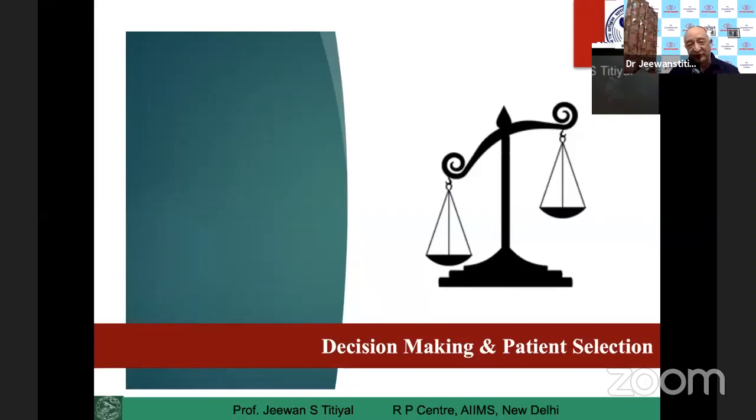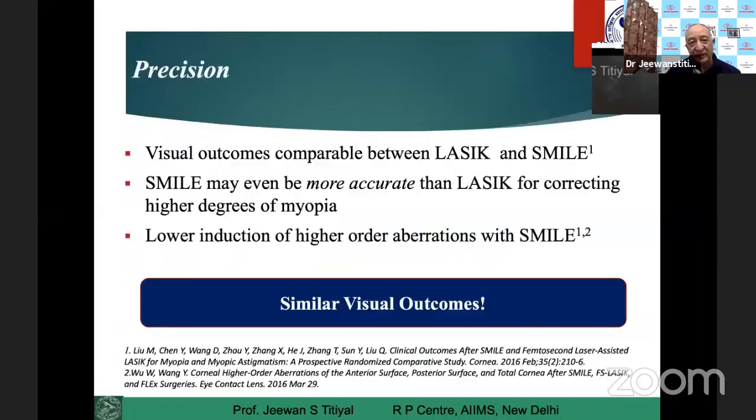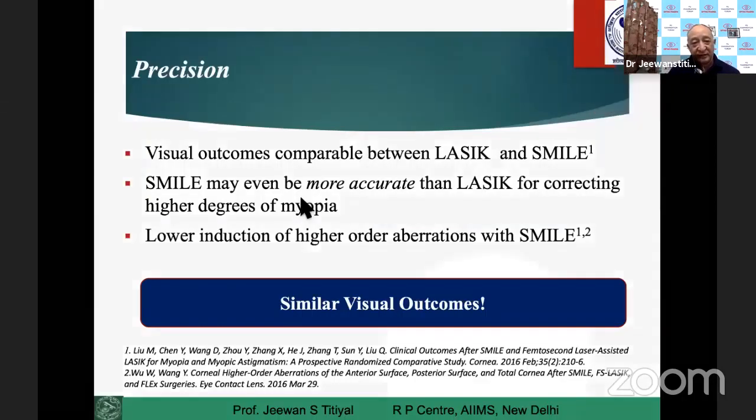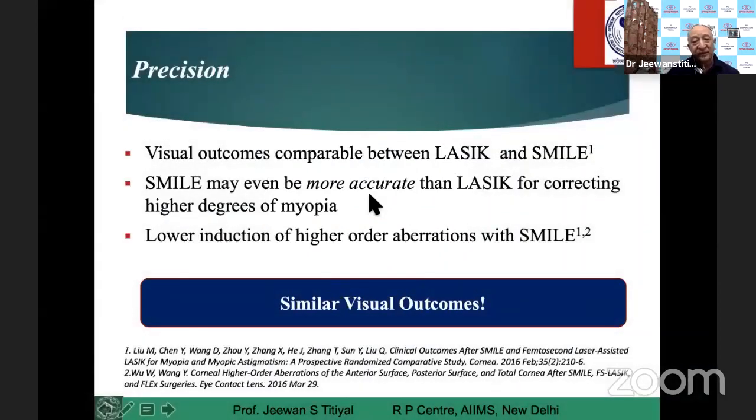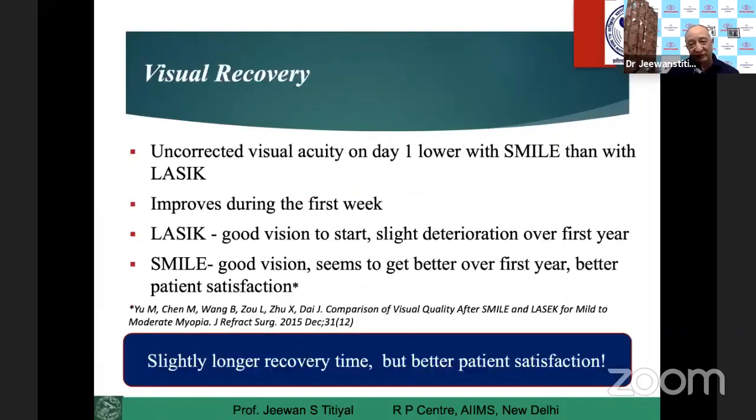The lenticule thickness is created accordingly. The advantages of SMILE and microkeratome, I'll discuss briefly: what is the difference and what would have a better advantage. In terms of precision of refractive outcome after these procedures, it seems to be similar visual outcomes with both LASIK and SMILE. But various studies have shown that higher order aberration induction is less with SMILE, especially if you see these patients from 6 months to 1 year post-op refractive correction. So that's the advantage of SMILE.